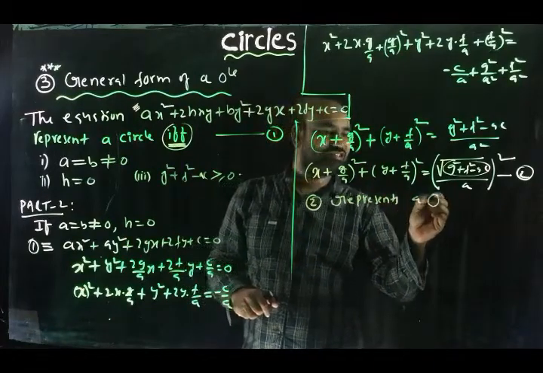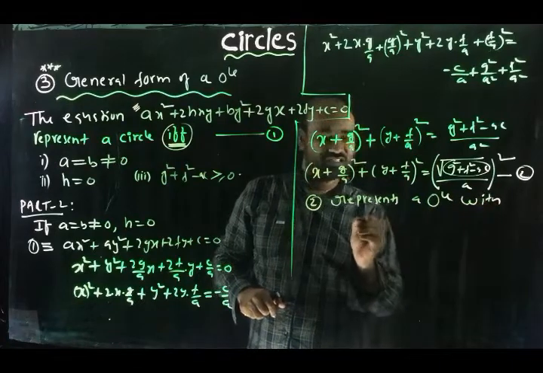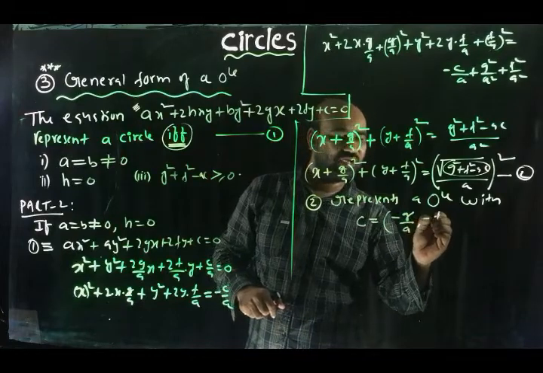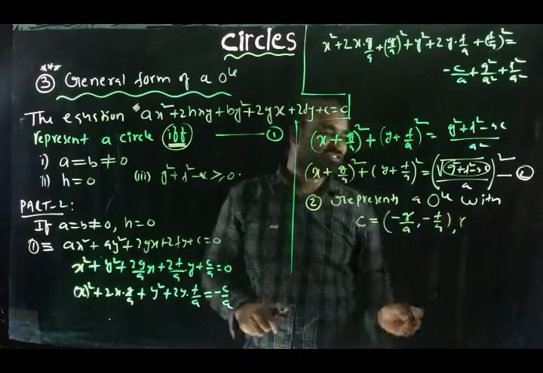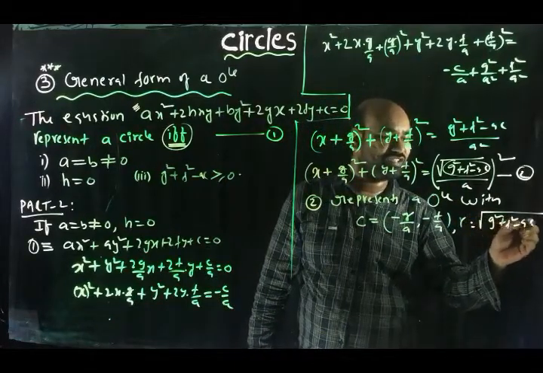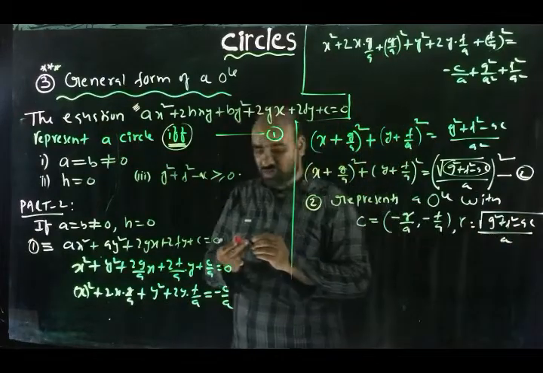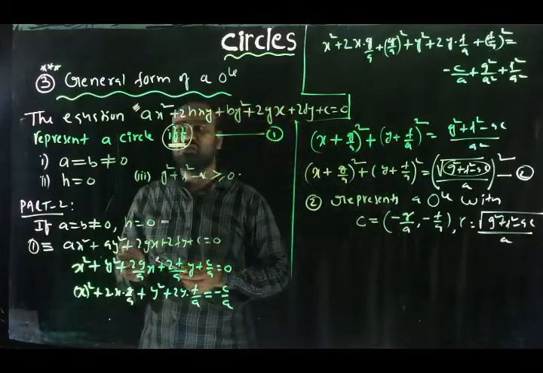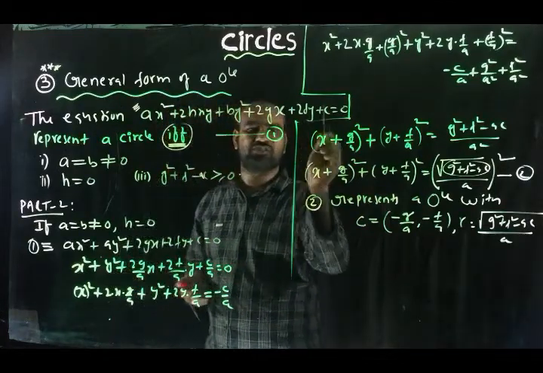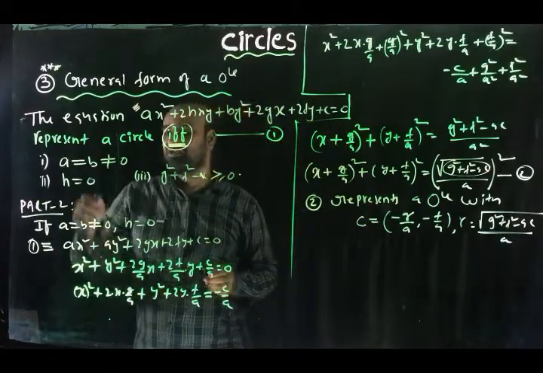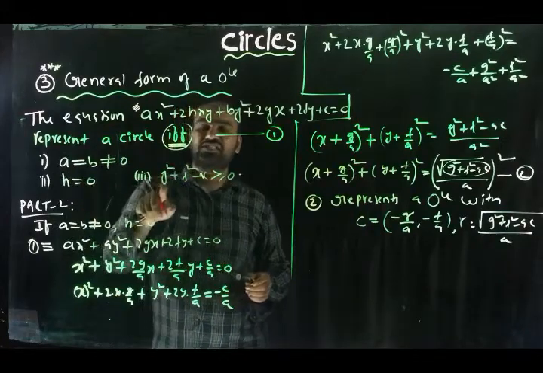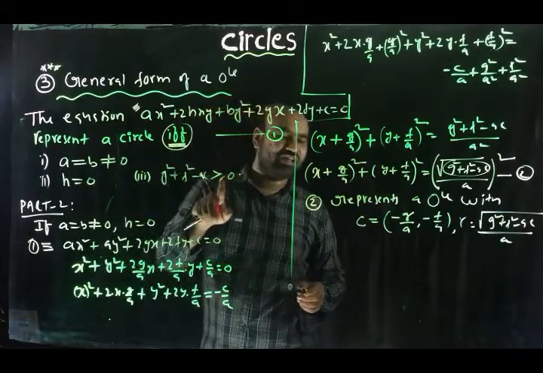Represents a circle with the center minus g by a comma minus f by a and radius root over g square plus f square minus ac by a. So here from part 1 and part 2 we concluded that ax square plus 2hxy plus by square plus 2gx plus 2fy plus c equal to 0 represents a circular equation under the condition a equal to b not equal to 0, h equal to 0 and g square plus f square minus ac greater than or equal to 0.